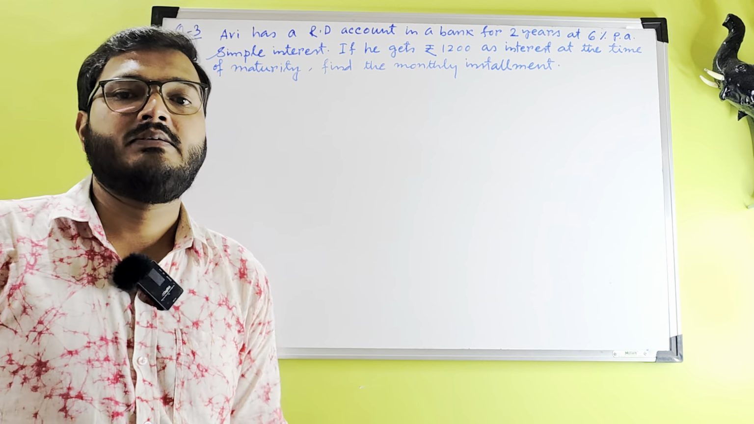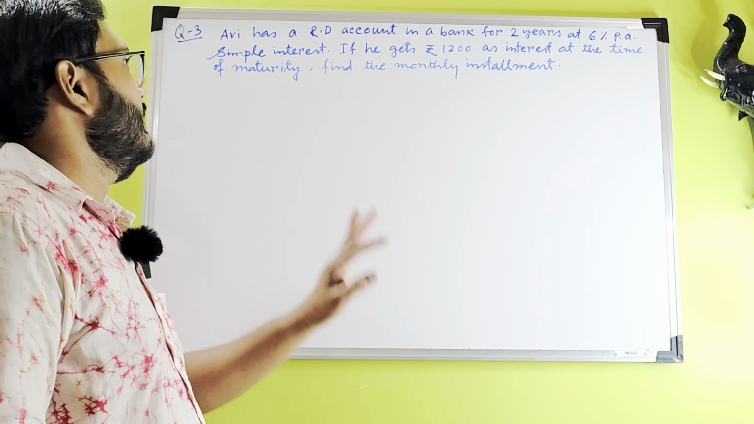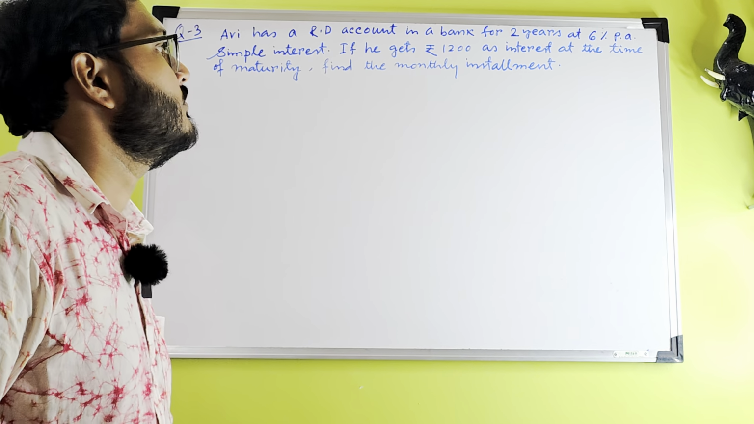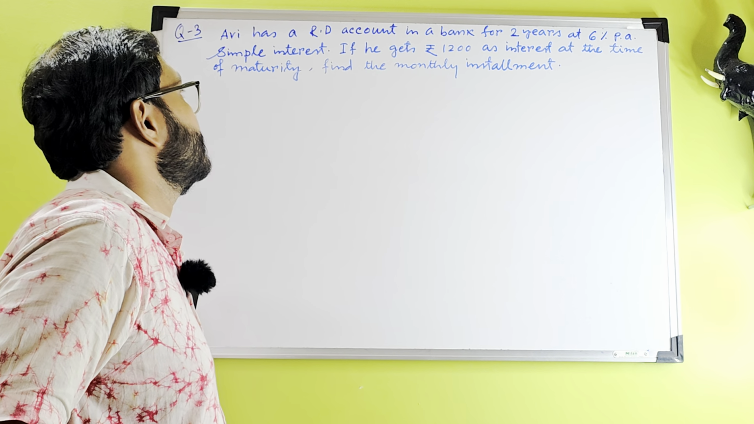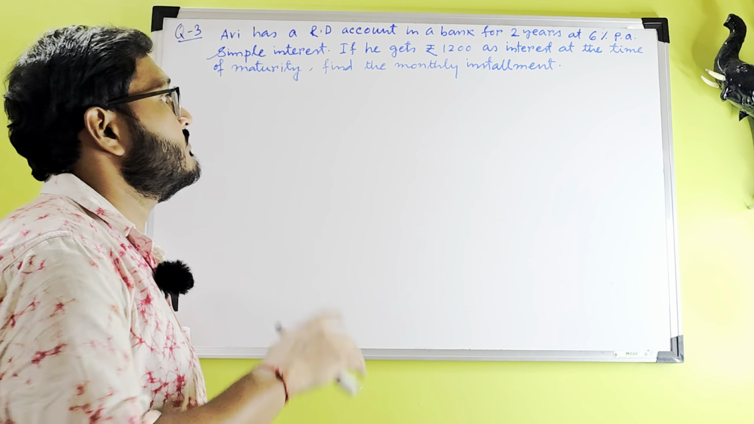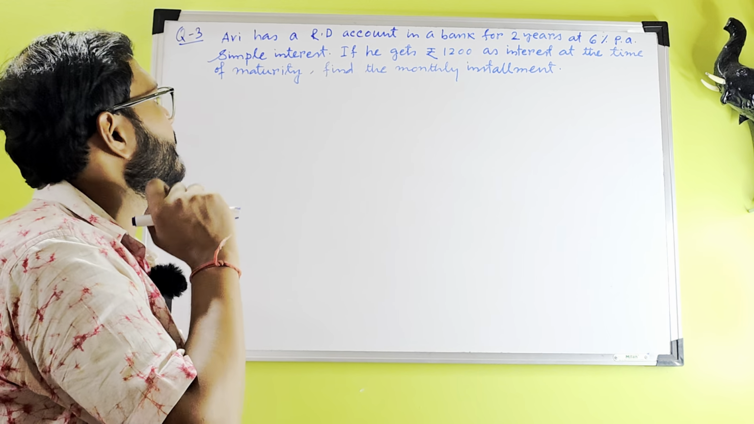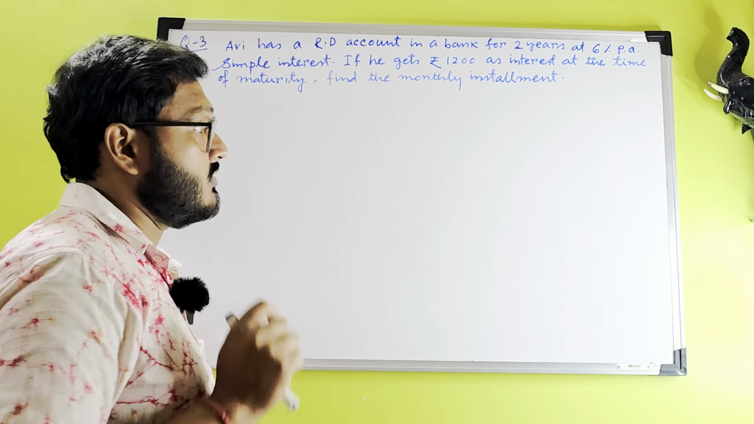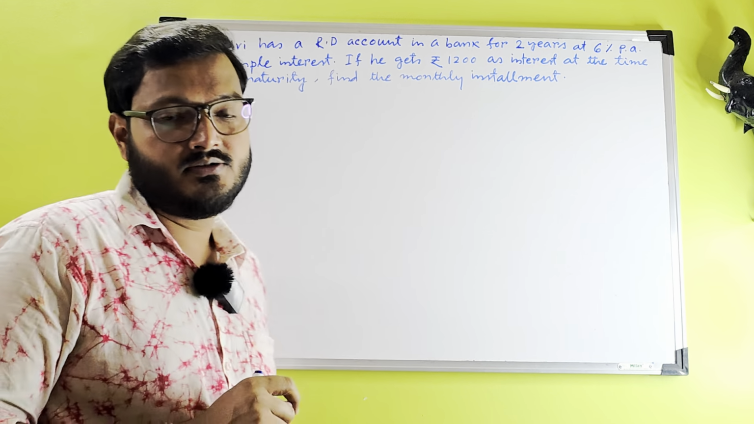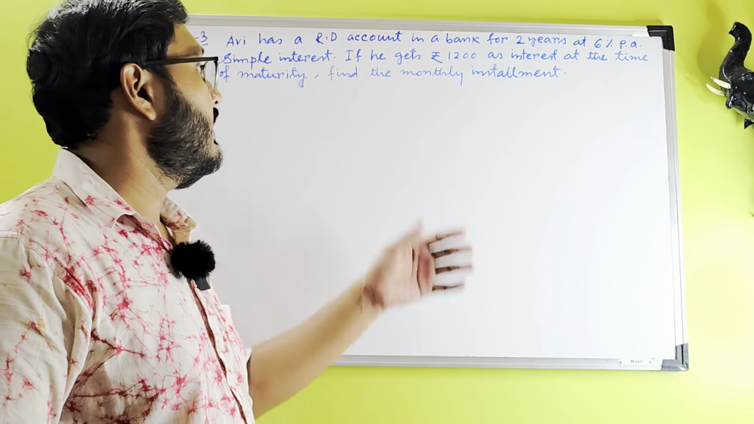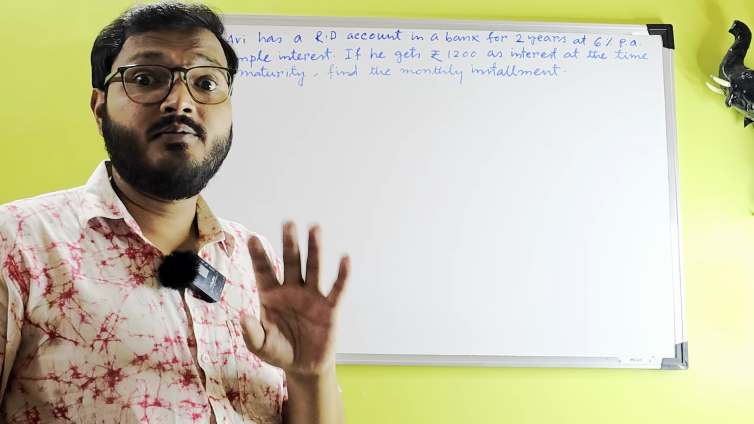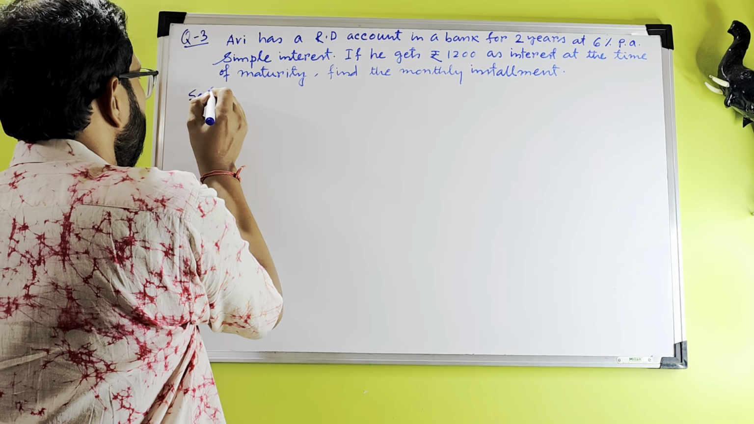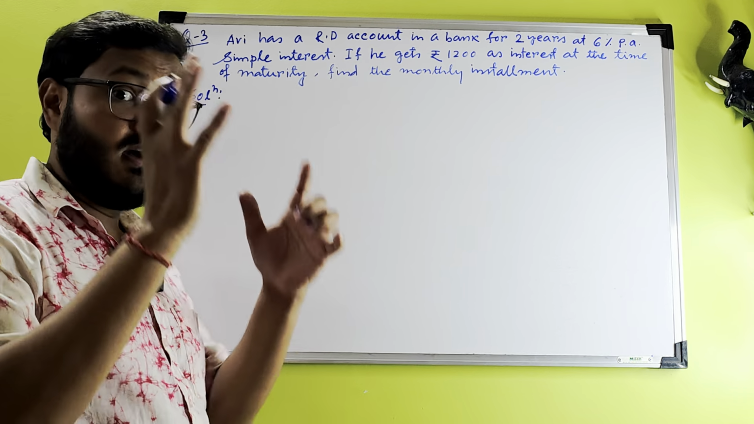Okay, this is our third sum. OV has a recurring deposit account in a bank for 2 years at 6% per annum, simple interest. If he gets 1200 as interest at the time of maturity, find the monthly installment. So I told here we have to find P. Same way you write which are given.